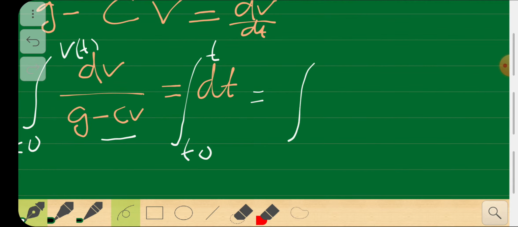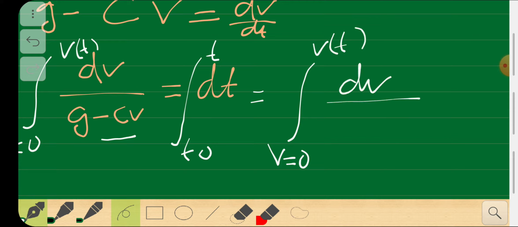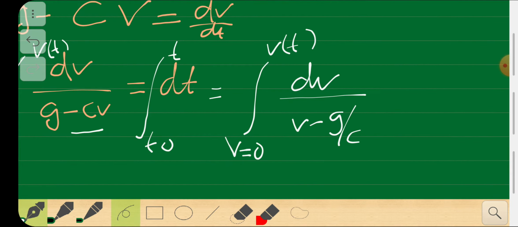So I get the integral, and I'm going to write it down as easy as possible. So the integral from 0 to v of t of dv, divided by c, and I multiply it with the minus sign. So you get v minus g by c. Okay, I did that. And on the right side, when you divide it by c, you get minus the integral from 0 to t of dt with a c, right?